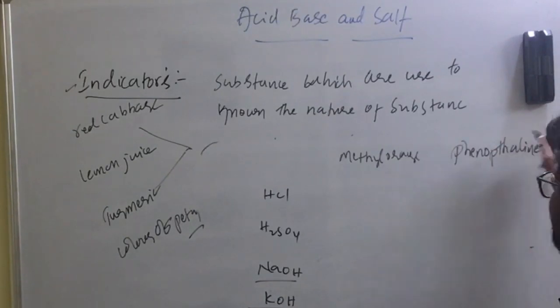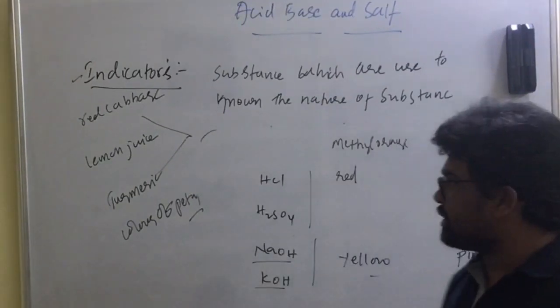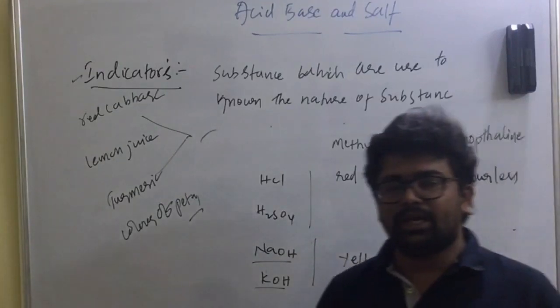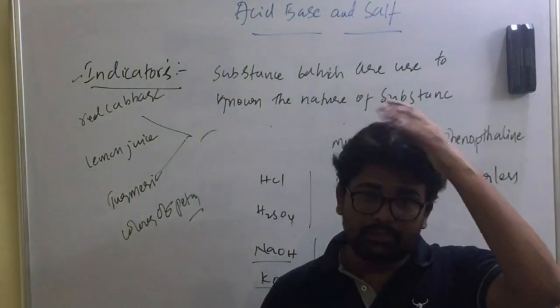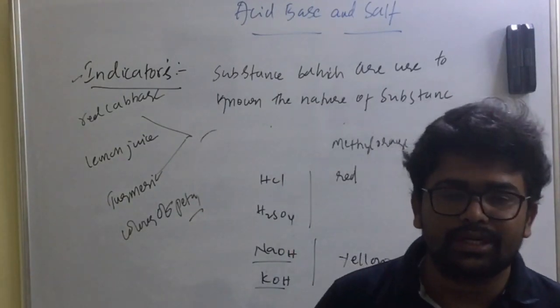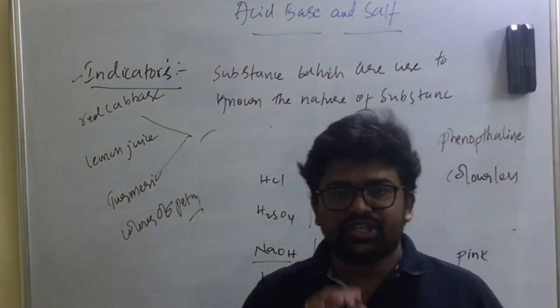How do we identify the nature of substance? So this is how we identify the change in color. With the help of methyl orange and phenolphthalein indicators, these are artificial indicators, we can know the nature of substance as acidic or basic. There is a change in color.